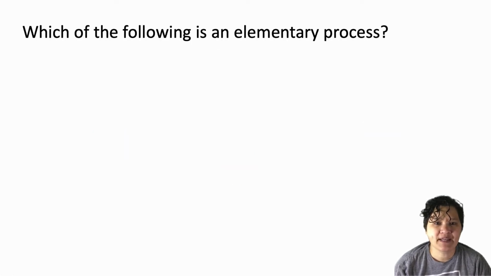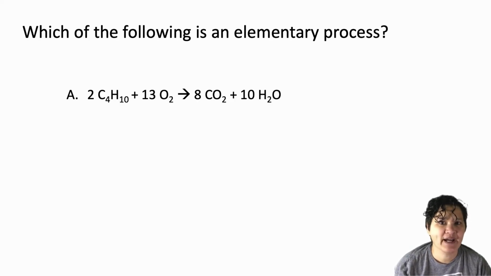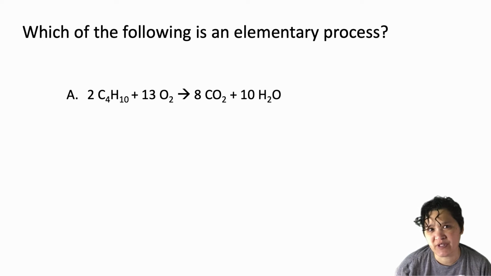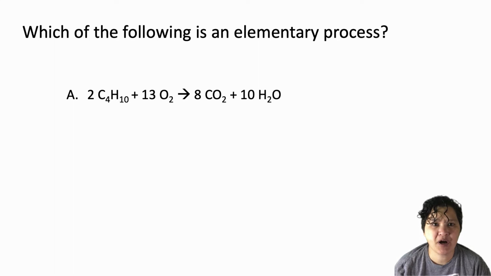One thing you may be asked to do is to determine whether a balanced equation represents an elementary process. To do this, remember that elementary processes only have one or two reactant molecules. So let's look at a few examples. The first one has butane, C4H10, reacting with oxygen, O2, to form carbon dioxide and water. This is a simple combustion reaction that has two reactants, butane and oxygen. But it has more than two reactant molecules. We have two butanes and 13 oxygen, so 15 molecules total. This is not an elementary process.